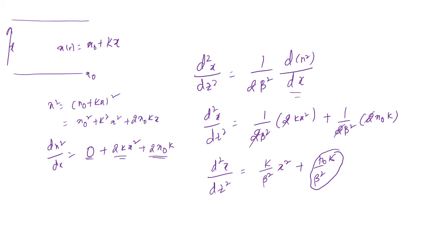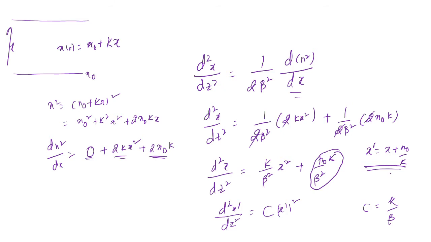So you can make a change of x to something like x prime, where x prime is x plus n0 by k. If I write it that way, then I can write this equation as d square x prime by dz square. So if you do the math here, you would get d square x prime by dz square is equal to some new constant c times x prime, where the new constant c would be something like k square over beta square. It's an easy transformation to do. You can just combine this k by beta squares.